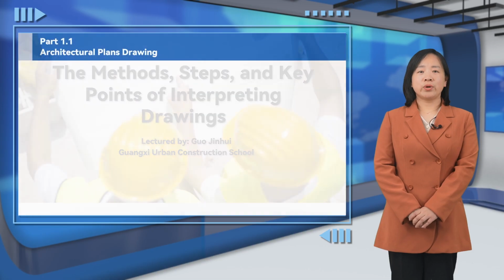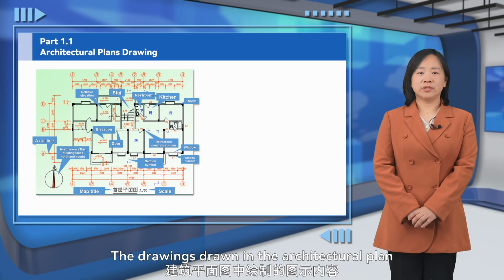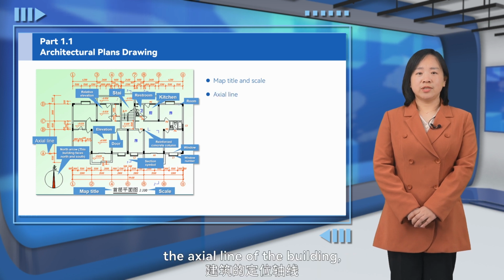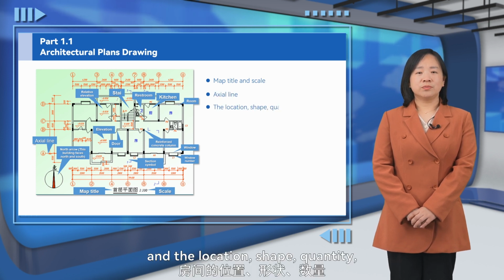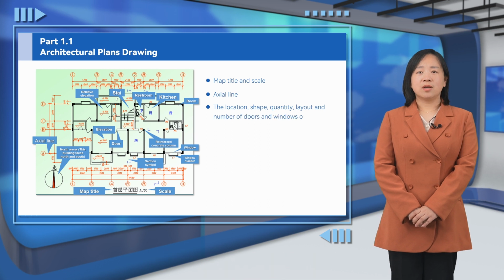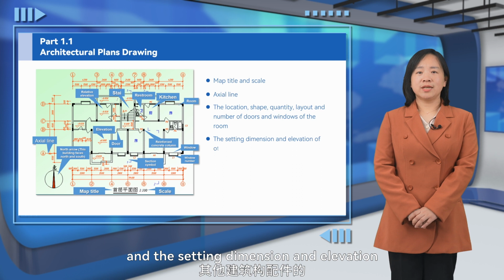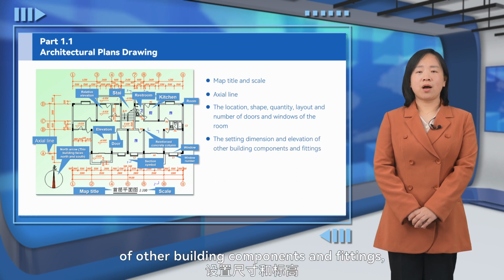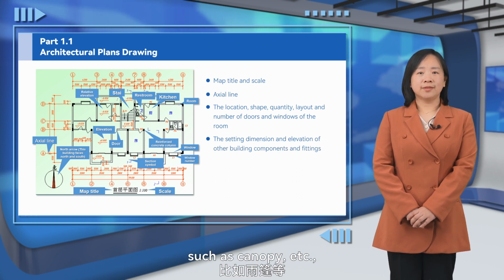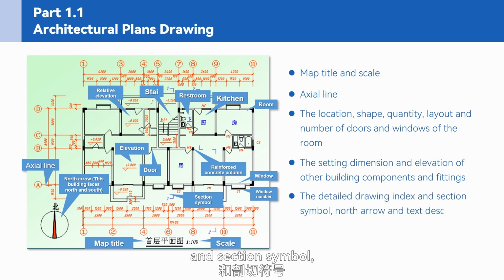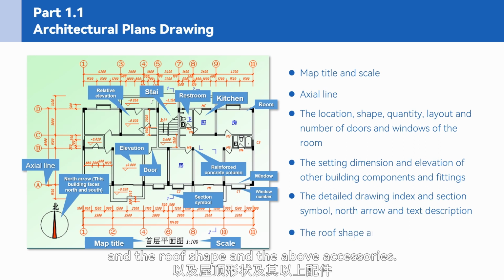drawings. The drawings drawn in the architectural plan include the building map title, drawing scale, the axial line of the building, and the location, shape, quantity, layout and number of doors and windows of the room, and the setting dimension and elevation of other building components and fittings such as canopy, etc., as well as the detailed drawing index and section symbol, north arrow and text description, and the roof shape and the above accessories.